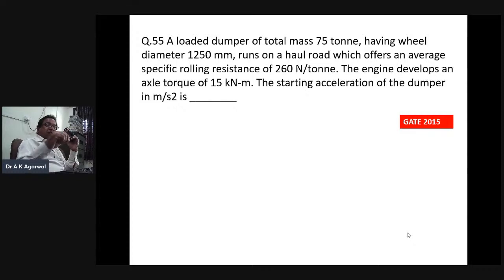Now, this is another type of question which was a very interesting question. It was asked in GATE 2015. A loaded dumper of total mass 75 ton, having wheel diameter 1250 millimeter, runs on a haul road which offers an average specific rolling resistance of 260 Newton per ton. The engine develops an axial torque of 15 kilonewton meter. Find the starting acceleration of the dumper in meter per second square.